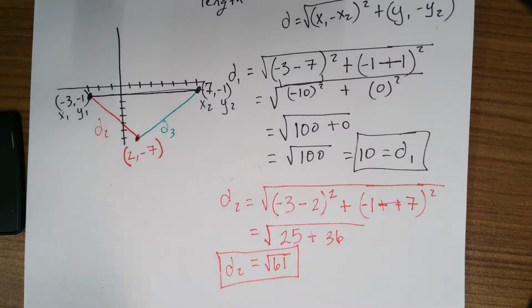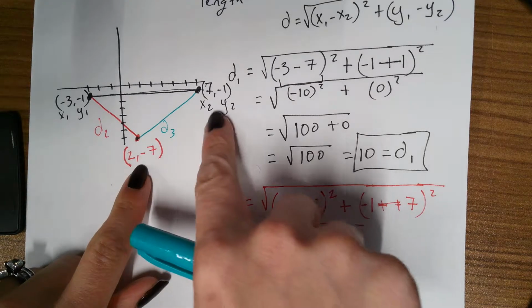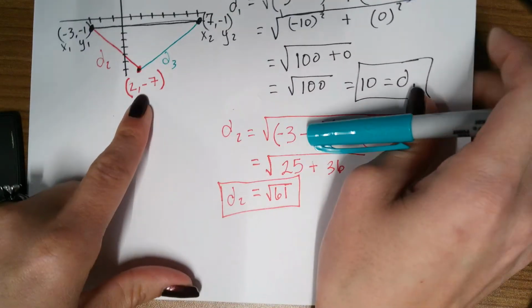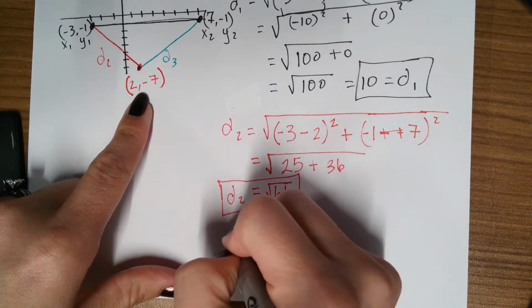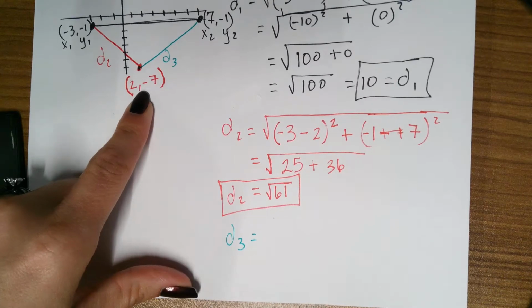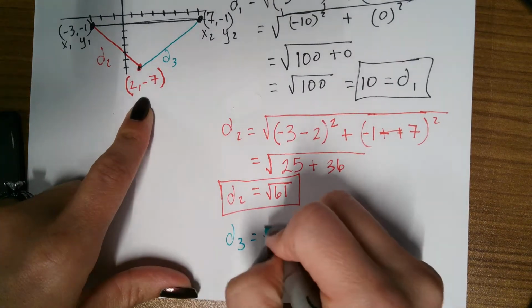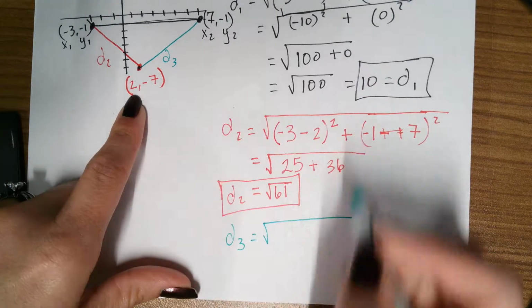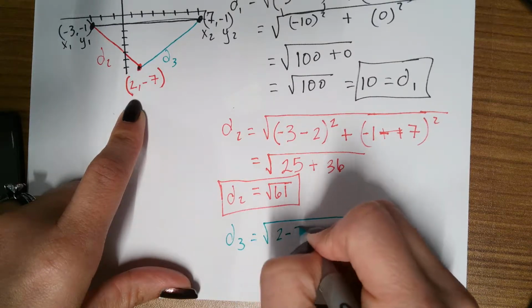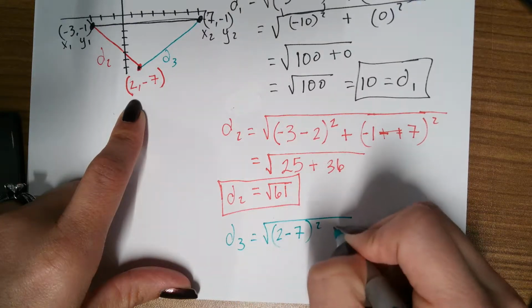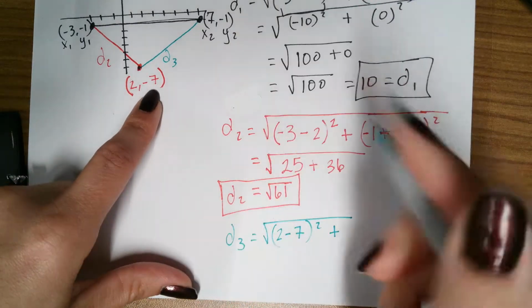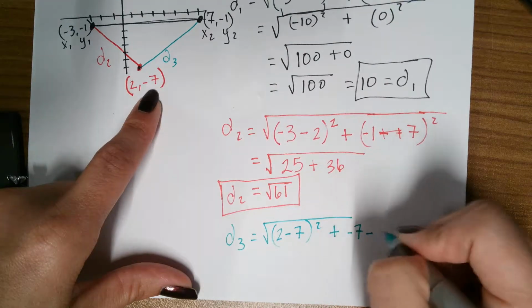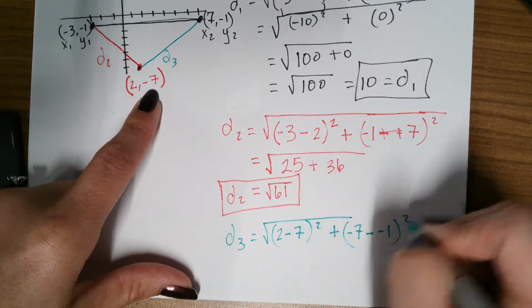And last one, real quick, D3. So we already have our two coordinates, and we just need to use the distance formula. So D3 is going to be the square root of the difference of my x values. So I'm going to have 2 minus 7 squared plus the difference of my y values. So -7 minus -1 squared.